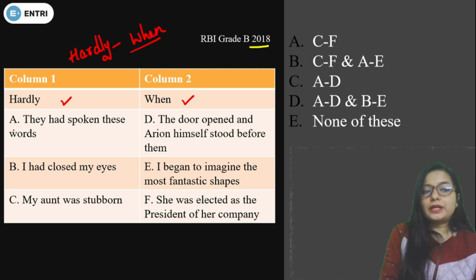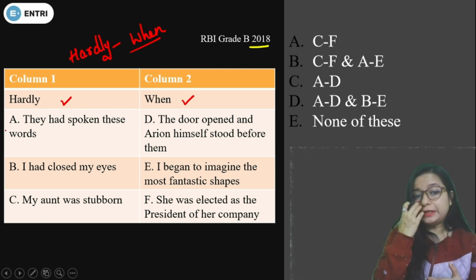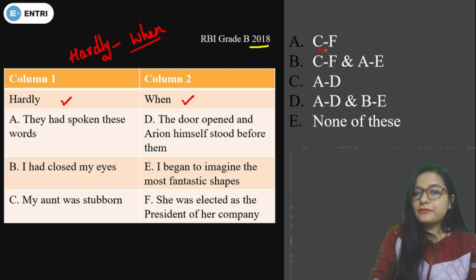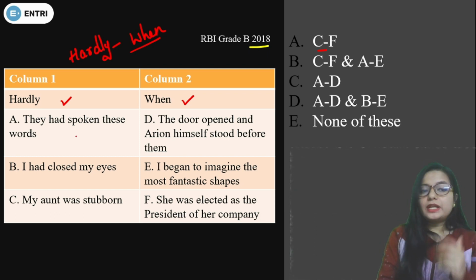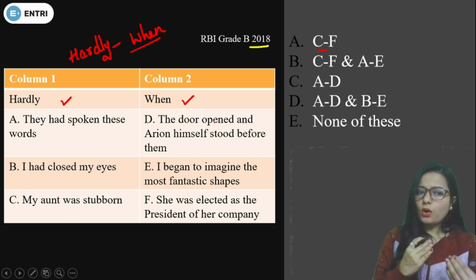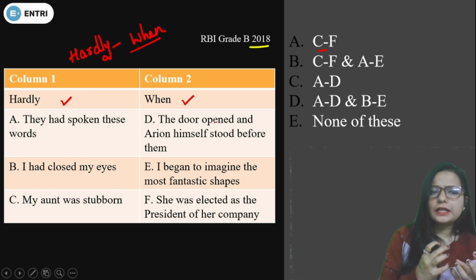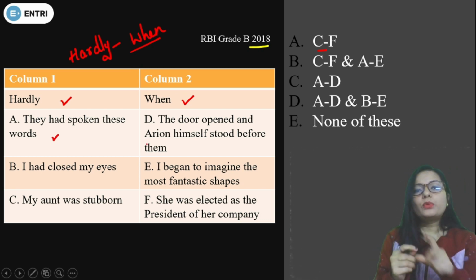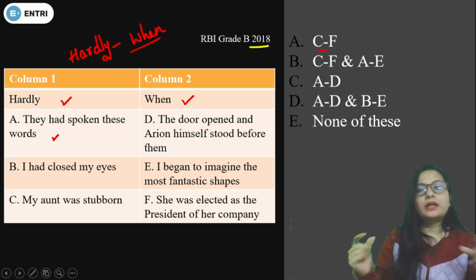First of all, you need to connect A, B, C with D, E, F. So we have pairs like CF, AE, AD, all these things. Let's read A. They had spoken these words. The door opened and Aaron himself stood before them. Alright, can you connect "hardly" with A and "when" with D? Can you connect A with D?